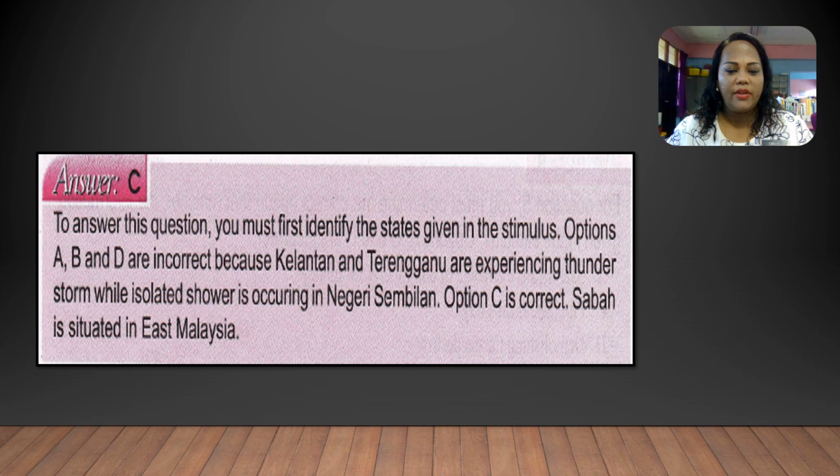To answer this question, you must first identify the states. Options A, B, and D are incorrect because Kelantan and Terengganu are experiencing thunderstorm, while isolated shower is occurring in Negeri Sembilan. So the correct option is C, which is Sabah, and it is situated in East Malaysia.